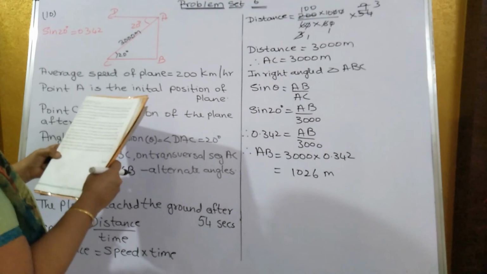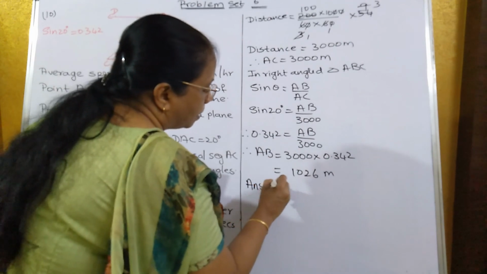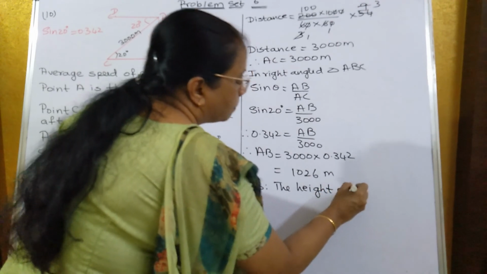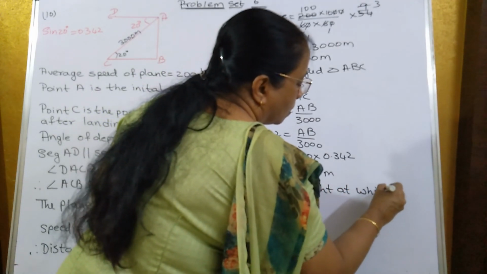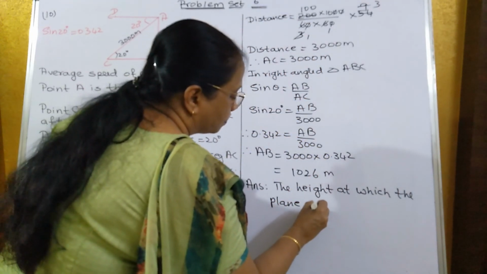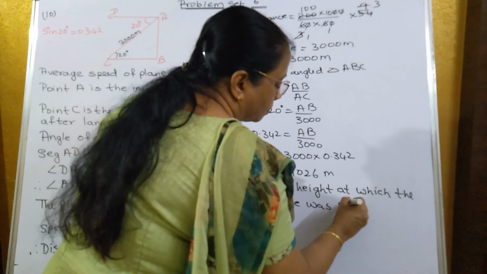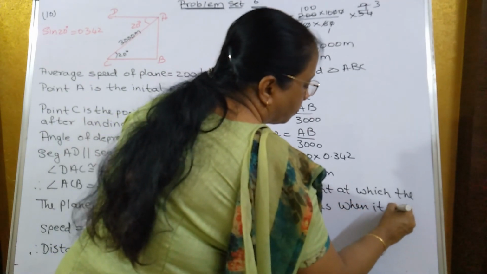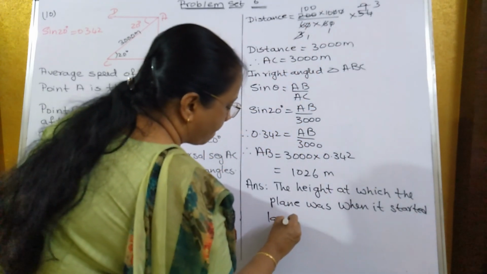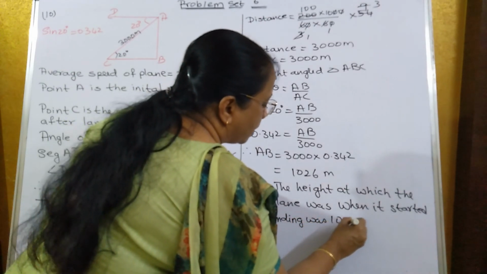The height at which the plane was when it started landing was 1026 meters.